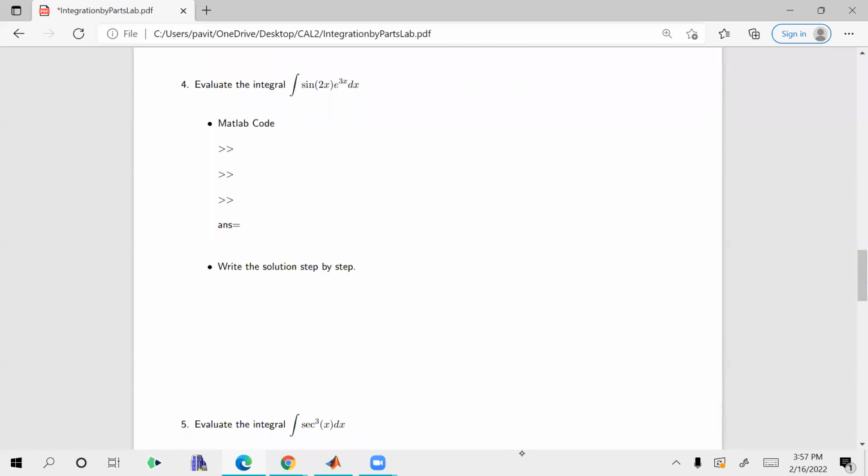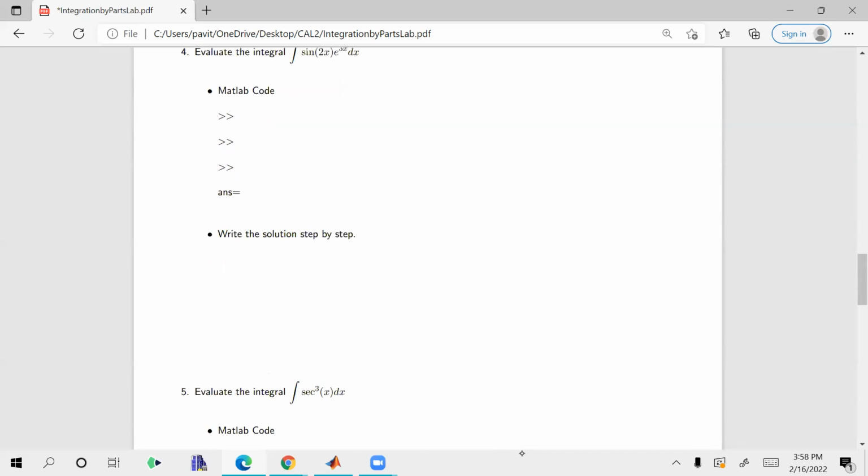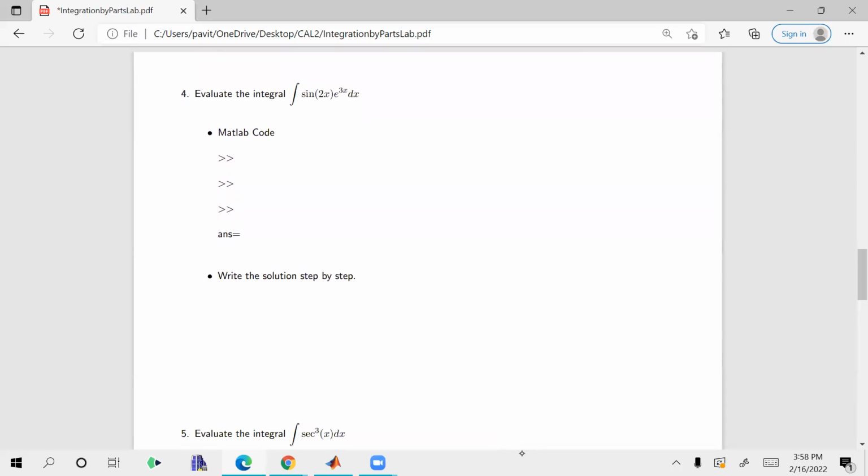I'm going to skip problem 3. Now, problem 4. I want to do this problem because remember I told you about integration by parts. Let's see how to do this. Because here in problem 4, you do not have tabular integration, so we will use integration by parts.